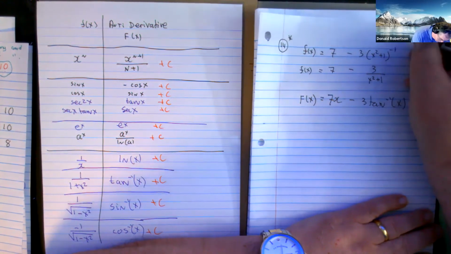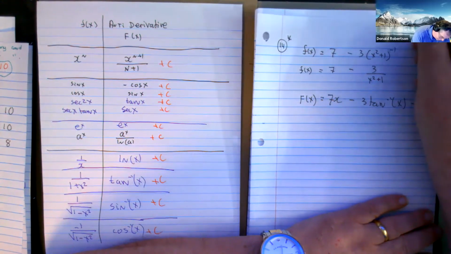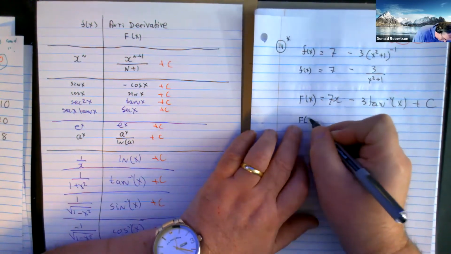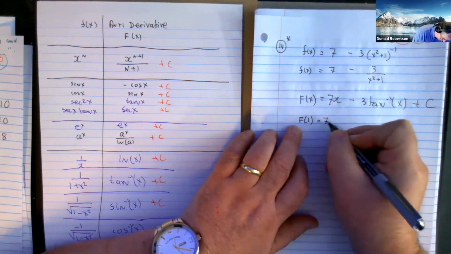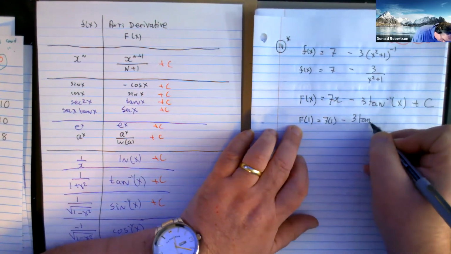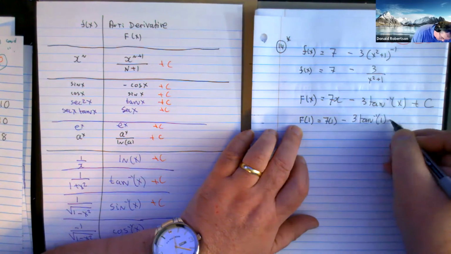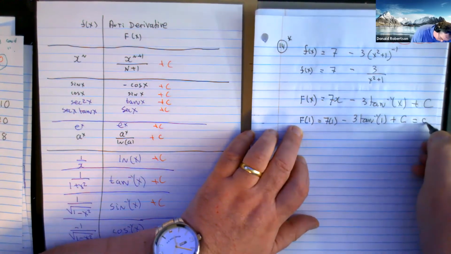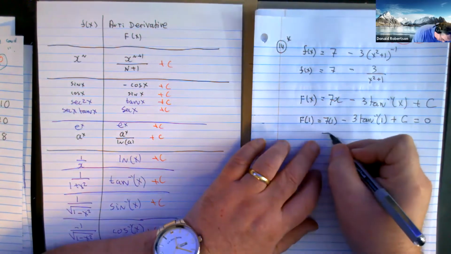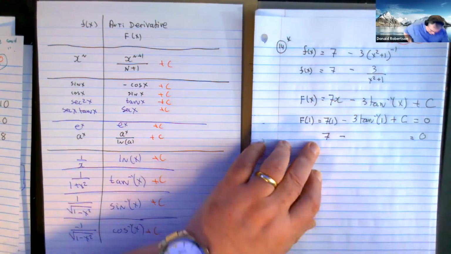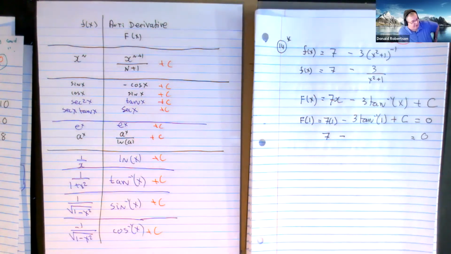Capital F of 1 was equal to 0. So there's the boundary condition. So now I'm going to use it. F of 1 is 7 times 1, take away 3 times the inverse tan of 1 plus c, and that should equal, in this case, 0. And that's 7. Okay, this is going to get your cobwebs going.